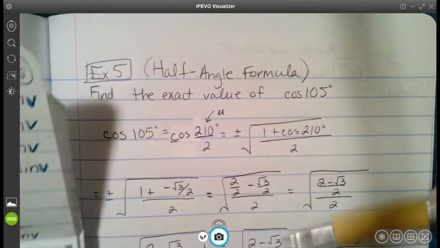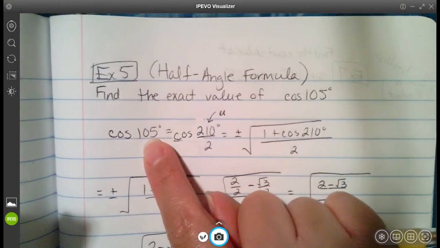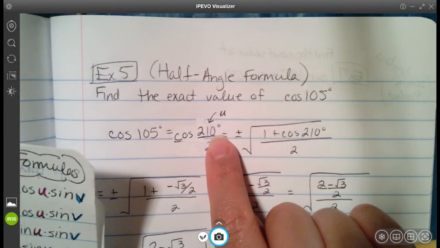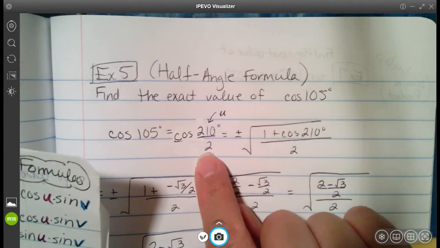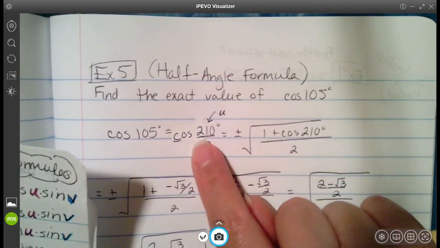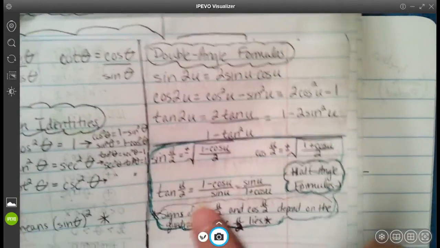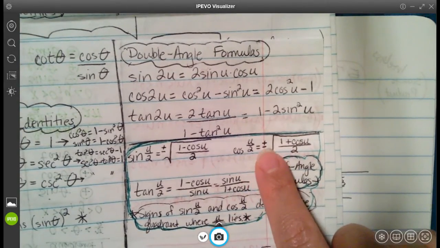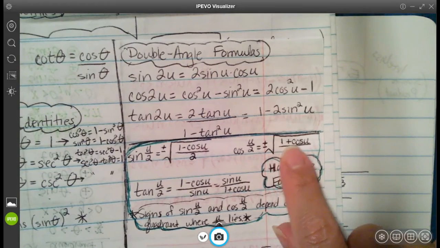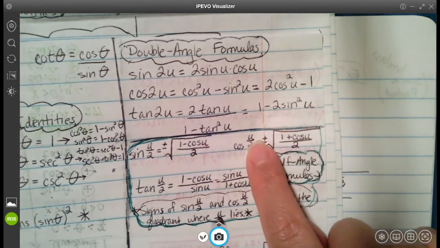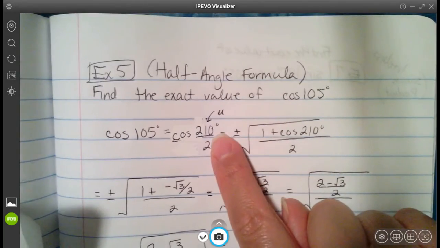Okay, so for example, we have find the value of cosine of 105. So if I double it, I get 210. And 210 divided by 2 is 105. So I can use this formula. Cosine of u over 2 is equal to plus or minus the square root of (1 plus cosine u) over 2 to try to figure this out, where u is going to be my 210.